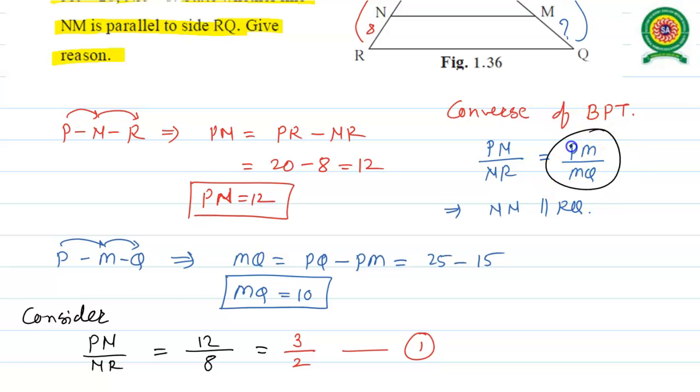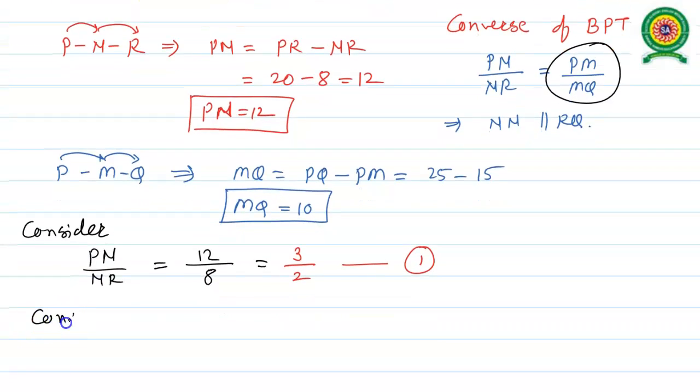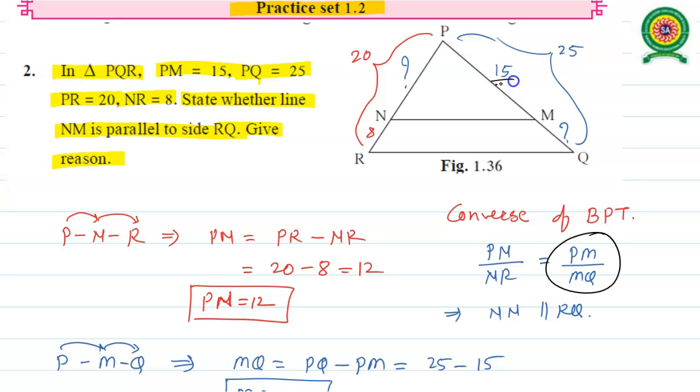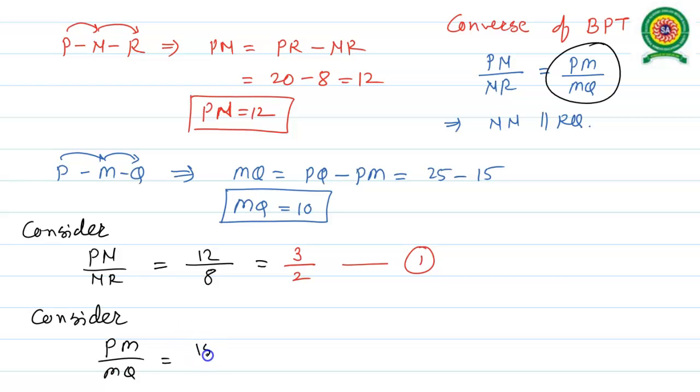Now look at the second ratio, PM divided by MQ. So what is the value of PM? Look here, we have already been given 15, and the MQ value we have is 10. So 15 divided by 10. Now everyone knows, 5 3s are 15, 5 2s are 10. So I would like to call it equation number 2.